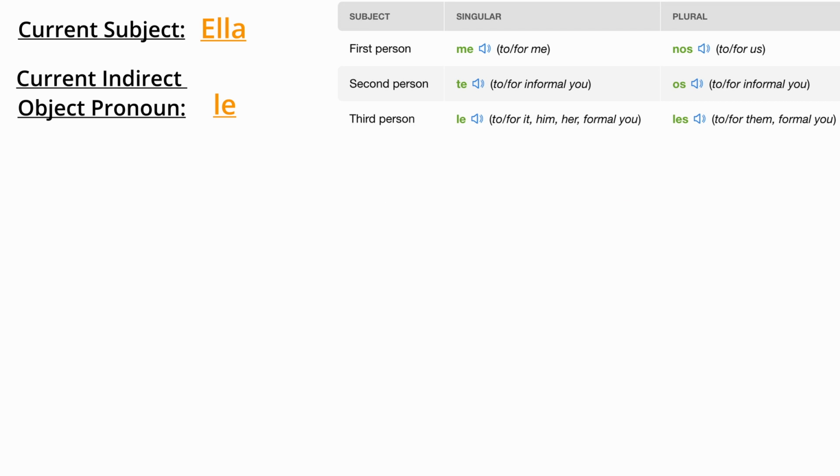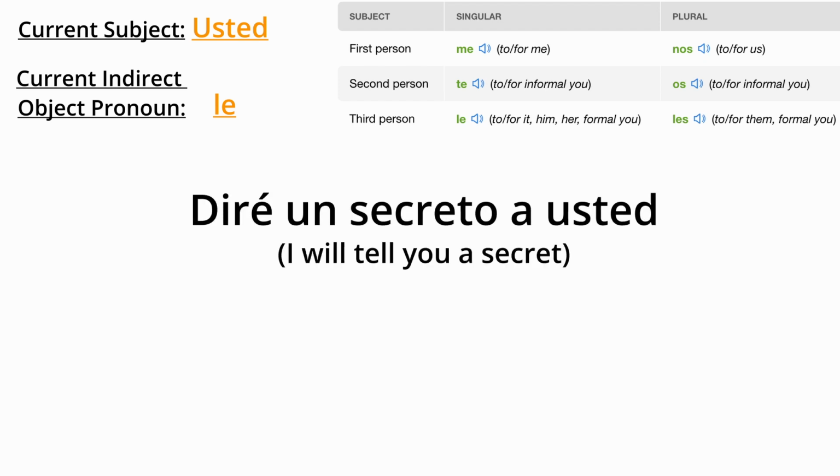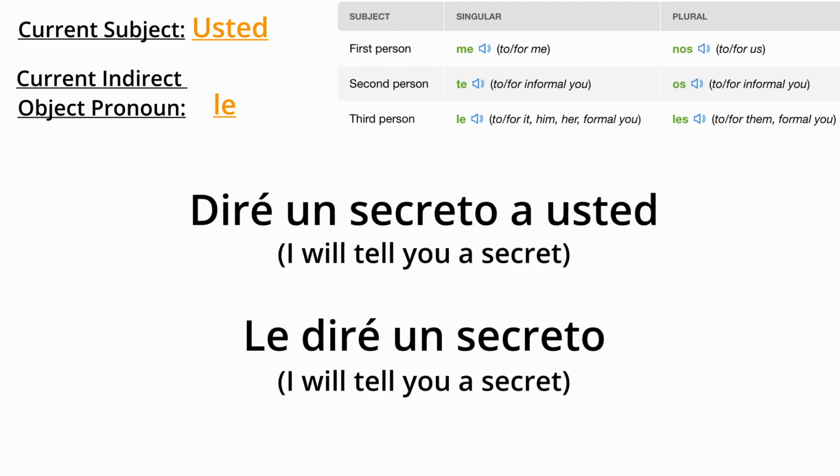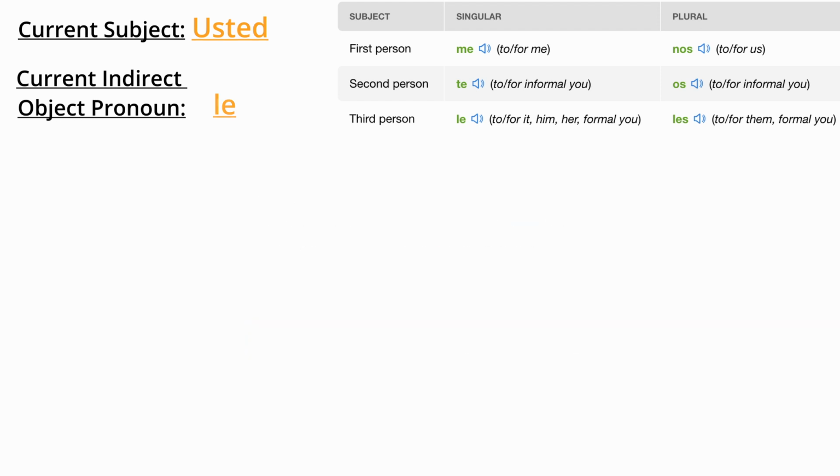Now, just like with direct objects, the third-person singular form also includes usted, or formal you. But unlike direct objects, with usted we don't have to worry about the gender of a person you're talking to. Let's look at the example of diré un secreto a usted. Le diré un secreto, which means I will tell you a secret. The first sentence says to whom you are gonna tell a secret. The second one replaces a usted with le. Usted here could be a man or a woman, it doesn't matter. Le covers everything.